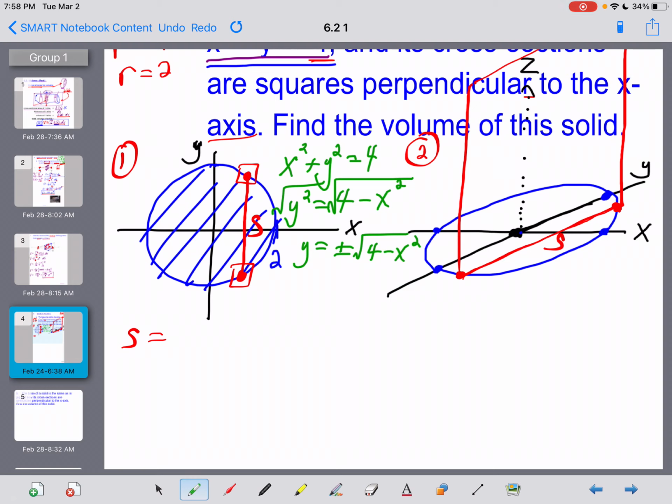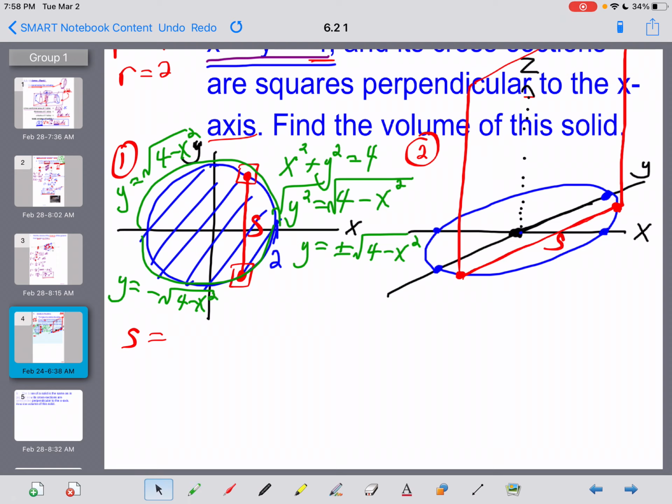And remember with that plus or minus, that actually means that the circle is two different functions. The top function is y equals the positive square root of 4 minus x squared. In fact, I'm going to write that right here. Y equals the square root of 4 minus x squared. And the bottom function, this one right here, is the opposite of that. Y is the opposite of the square root of 4 minus x squared.